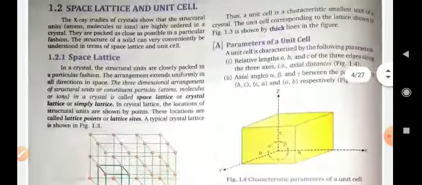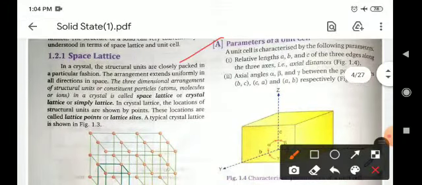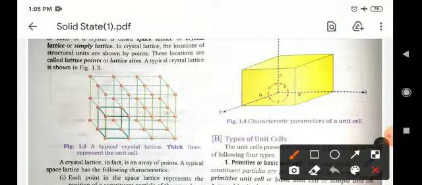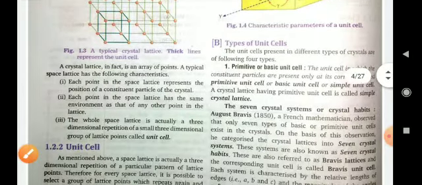Now, the parameters of a unit cell. In a unit cell you can take axes 1, 2 and 3; these are known as the edges a, b and c, and between two edges there will be the angles alpha, beta and gamma, and all angles will be 90 degrees in a cubic system. Now come to the types of unit cell.